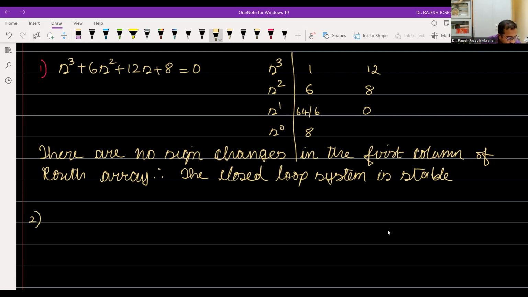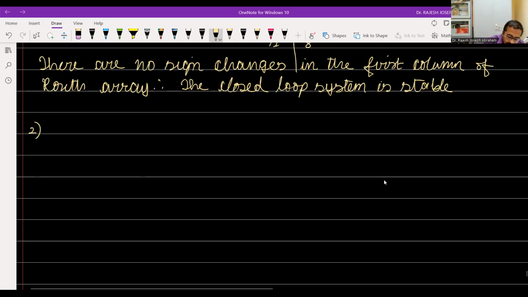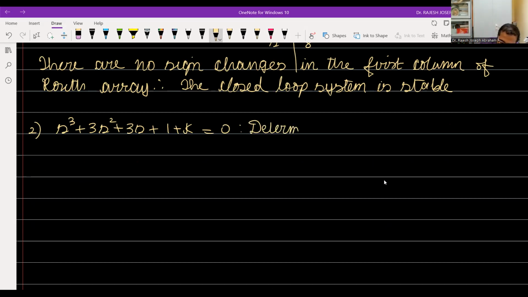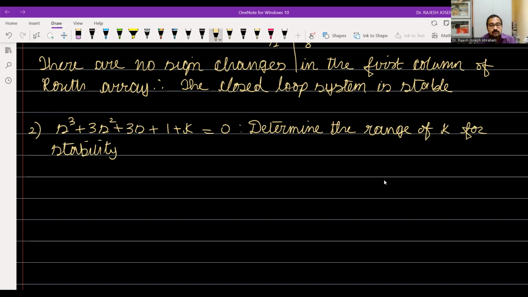Let us try another example. s cube plus 3s square plus 3s plus 1 plus k equal to 0. We need to determine the range of k for stability. Again, what will you do? As before, we start off with the Routh table. So s cube, s square, s raised to 1, s raised to 0.